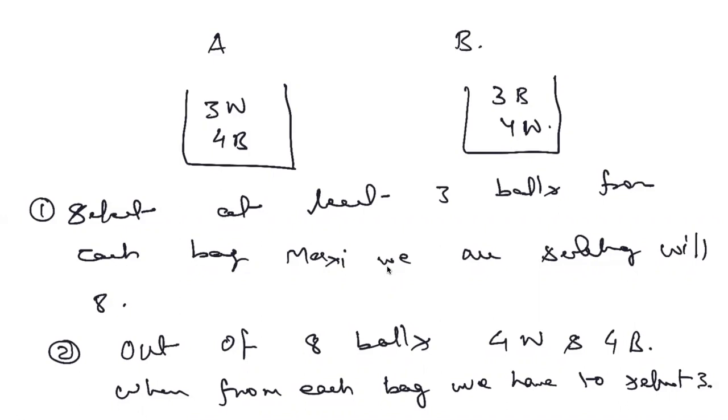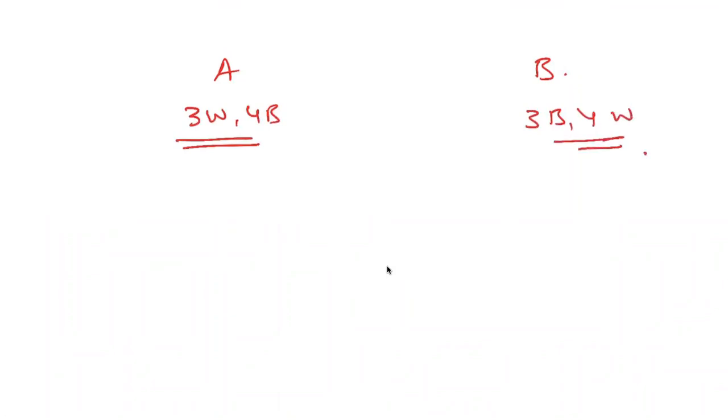Bag A and B, right? First question: we have to select a maximum of 8 balls from both the bags A and B. Bag A has 3 white and 4 black balls, bag B has 3 black and 4 white balls. The conditions are: A is 3, B is 5; A is 4, B is 4; and C will be 5, 4.